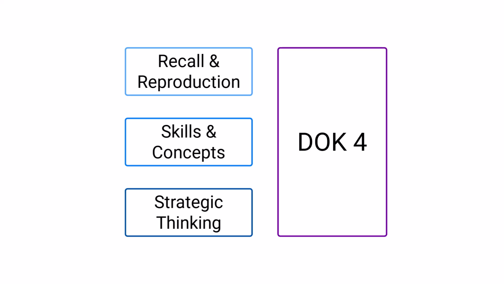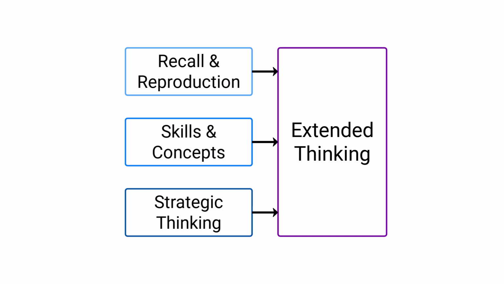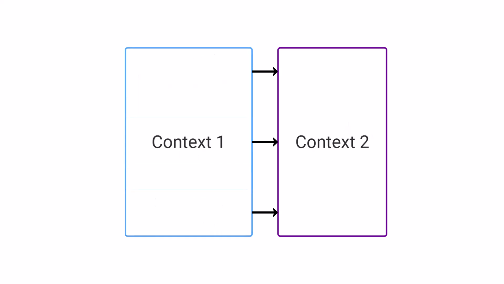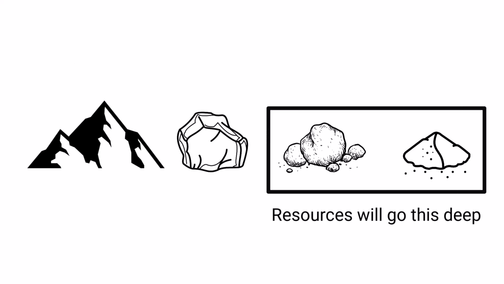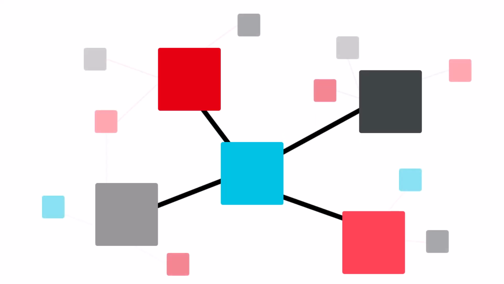And DOK 4 is learning at the level of extended thinking. This is the lateral shift of skills, knowledge, and attitudes from DOK 1, 2, and 3 into a novel context. Keep in mind, this is a very high-level overview of DOK. It's much more nuanced than what I'm explaining right now, and I will recommend more in-depth resources that include a lot of great practical examples at the end of the video. But for now, let's just build a basic mental model that we can then later expand on.